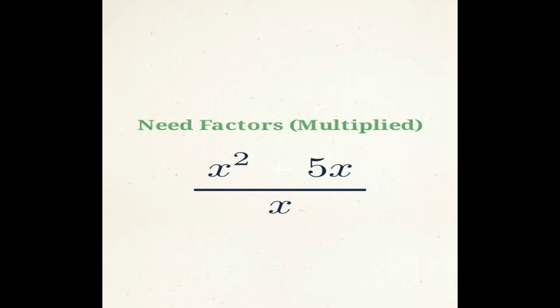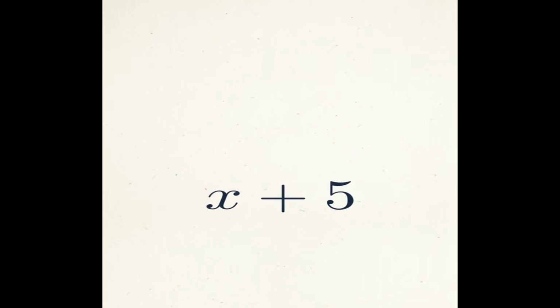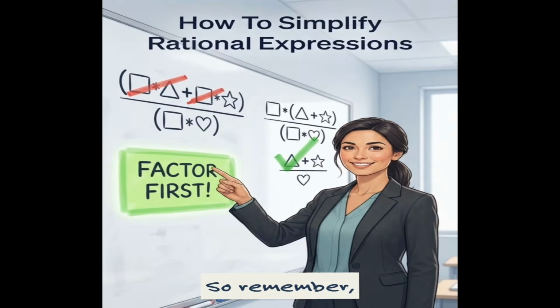Multiplication ang kailangan. So we must factor the expression first. I-pull out natin ang common factor na x, leaving us with x times the group x plus 5. Now that they are multiplied factors, we can safely slash out the matches, leaving us with our final answer in its simplest form, x plus 5. So remember, extract those factors first before you cancel.